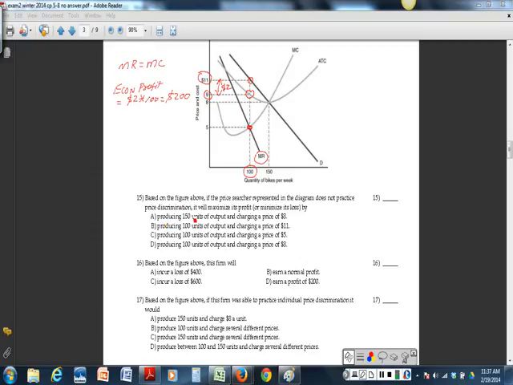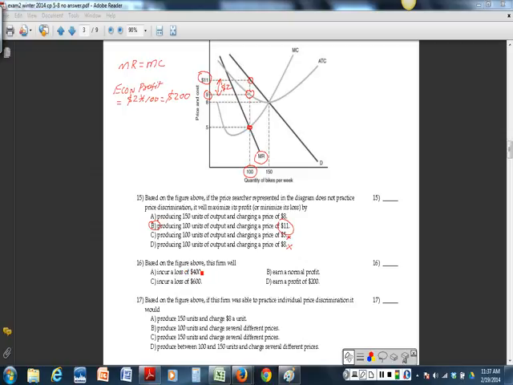Is A producing 150 units? Nope. Producing 100 units at an output and charging a price of $11? Yup, that's what we saw. Producing 100 units and charging $5? No, $5 is the marginal revenue, so that's the wrong answer. Producing 100 units and charging $8? We don't even know where that number is coming from, so that's incorrect. So the answer is B. 15 is B. What about 16?